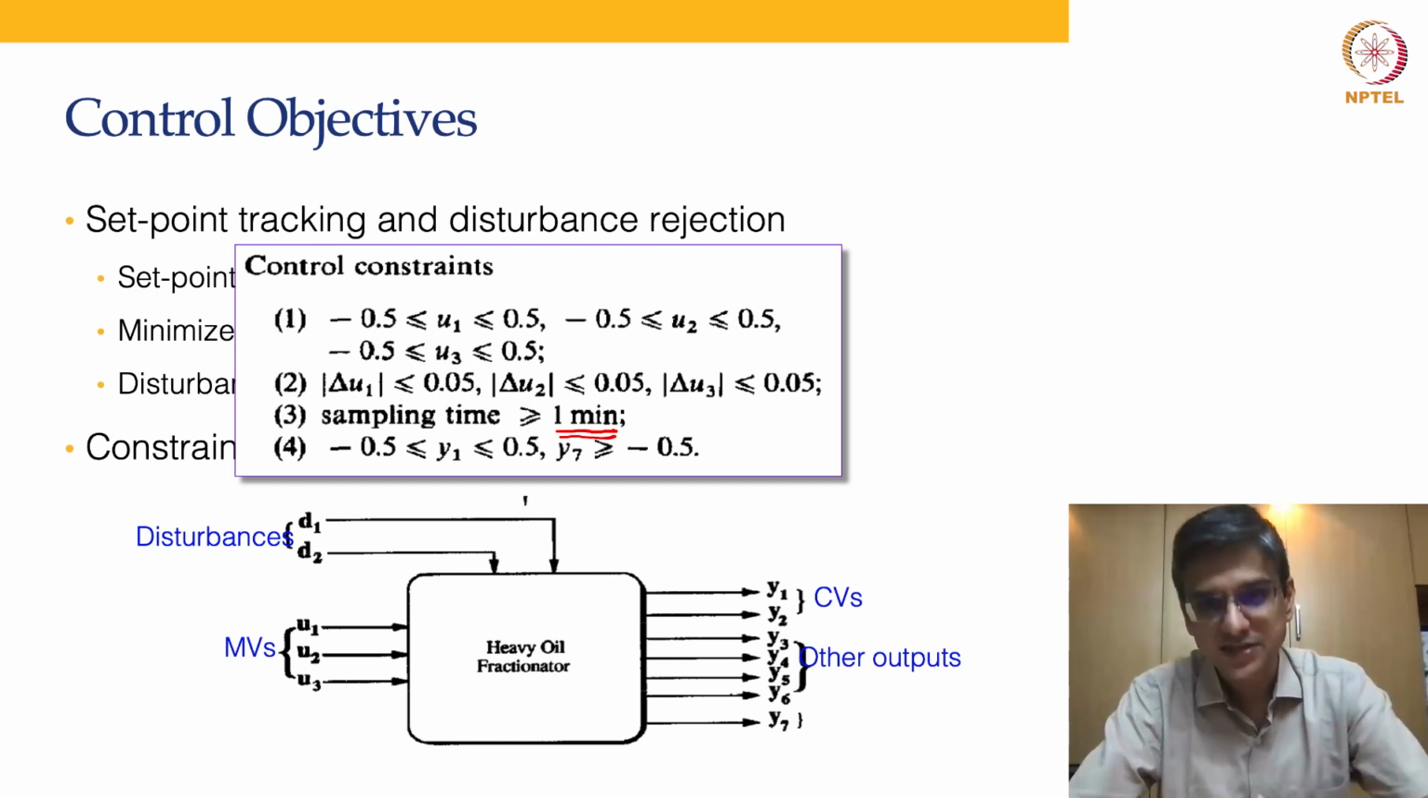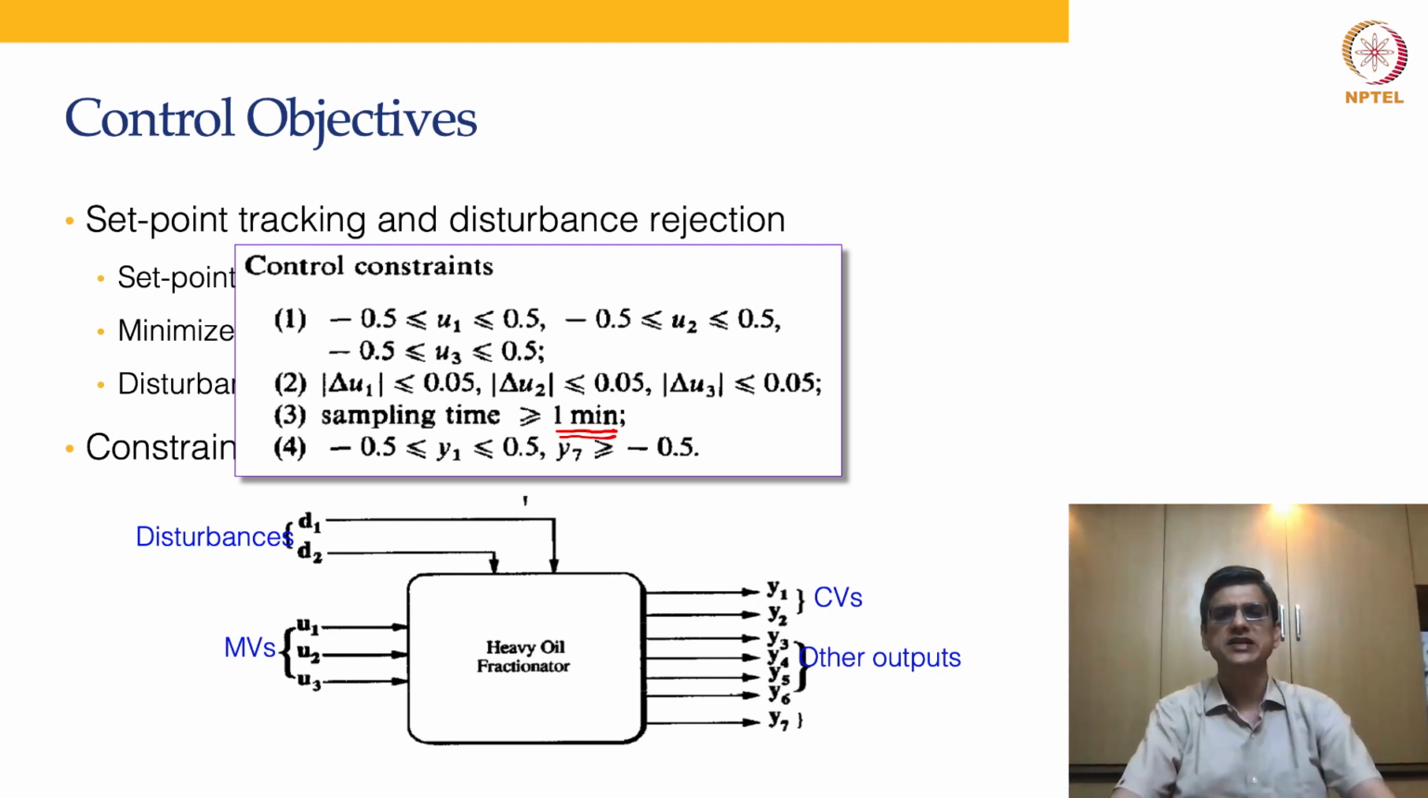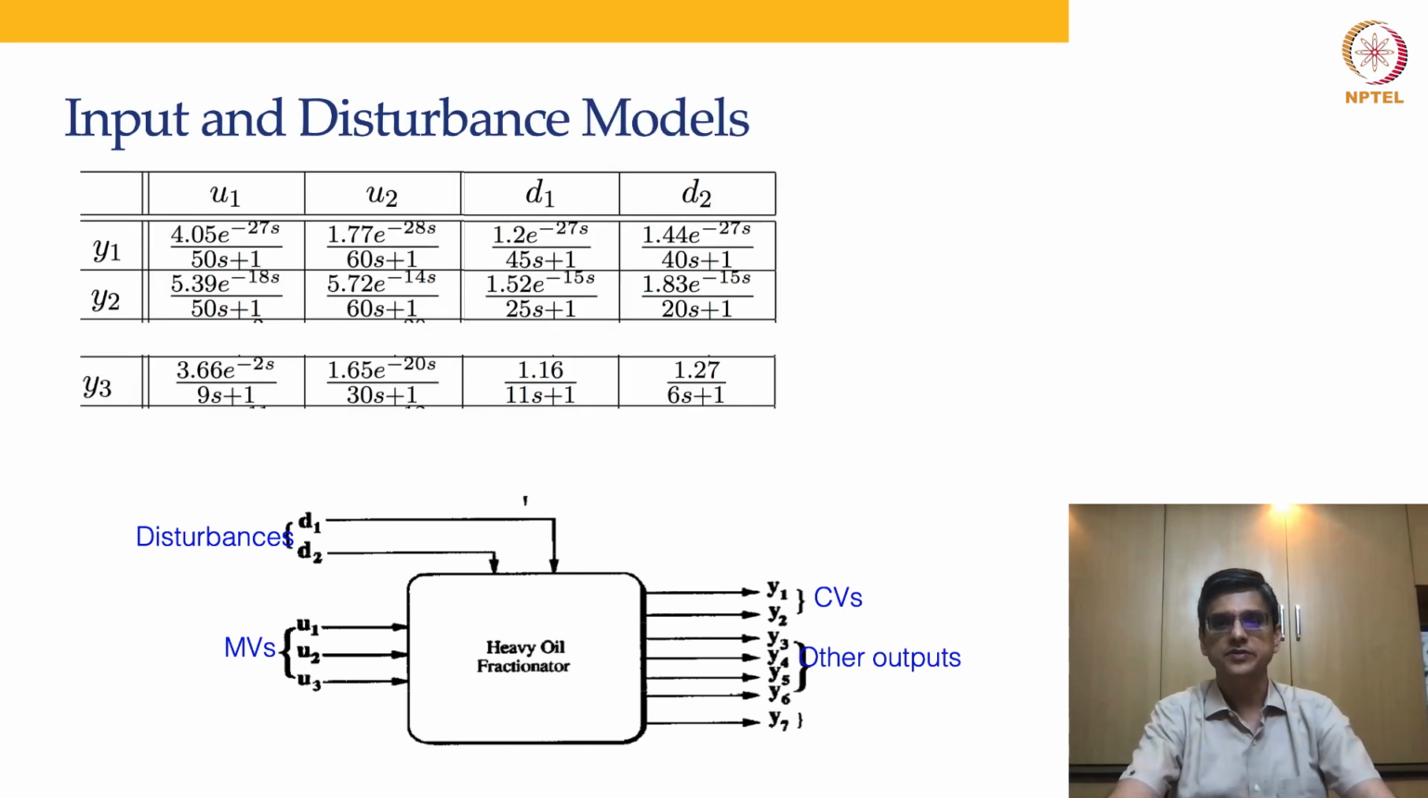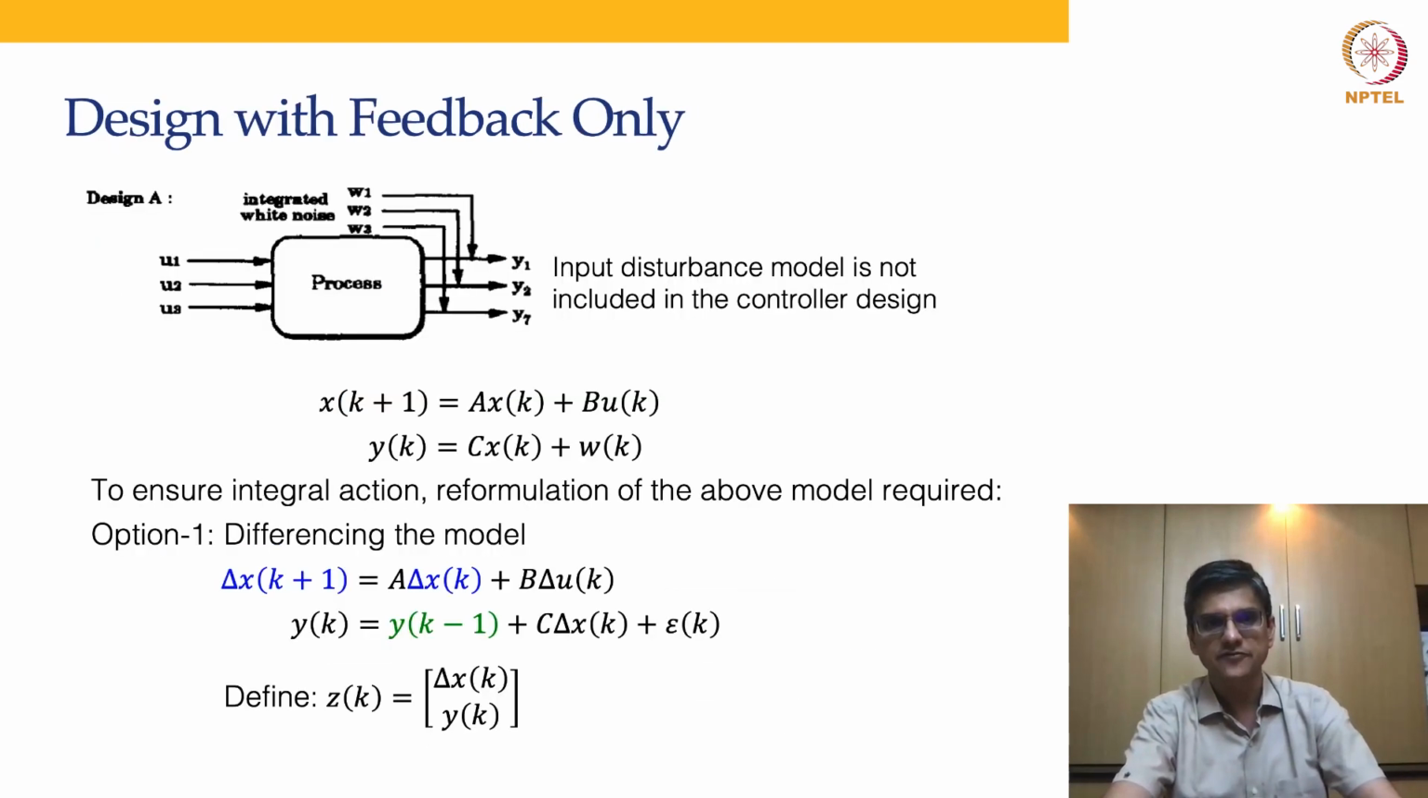The sampling time is as large as 1 minute. This is a very huge fractionator, probably 10-story tall or something like that, perhaps. Okay, so it has a very long time response, and there's a lot of dead time and so on, which makes classical control not very easy to implement. Okay, and yeah, so this is the input and disturbance models that have been given.